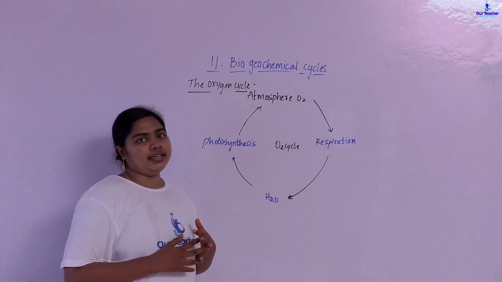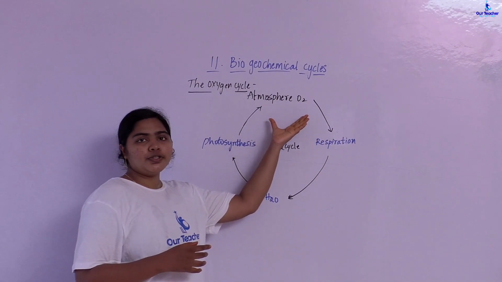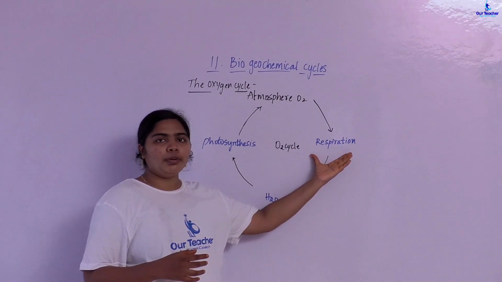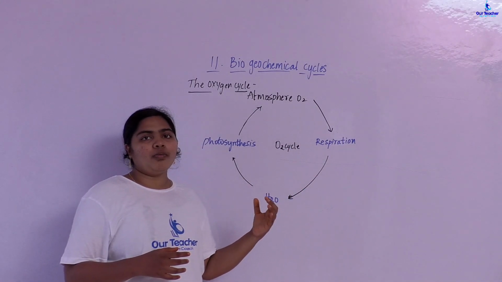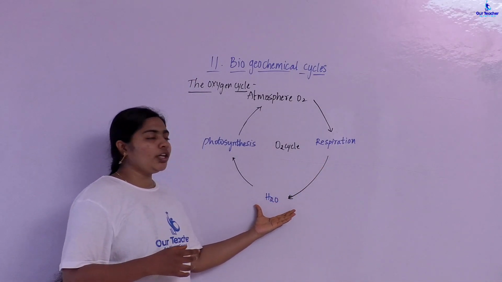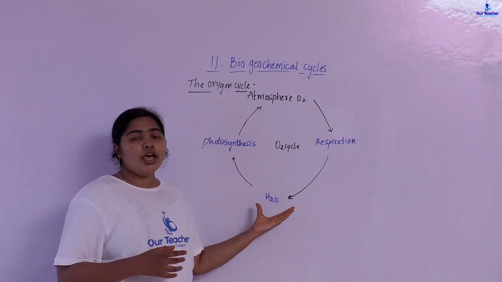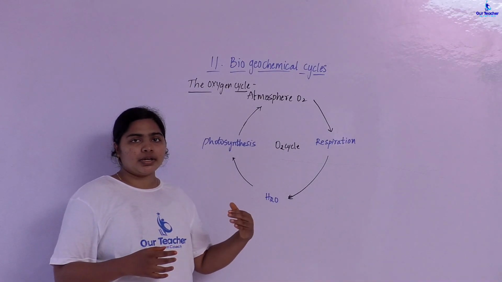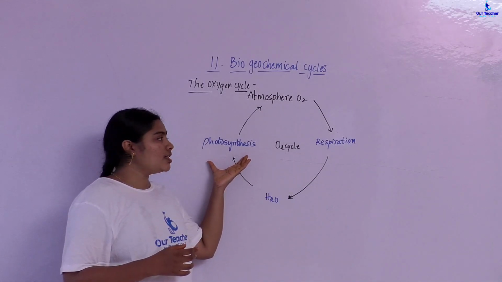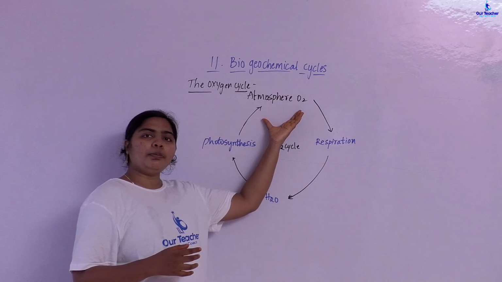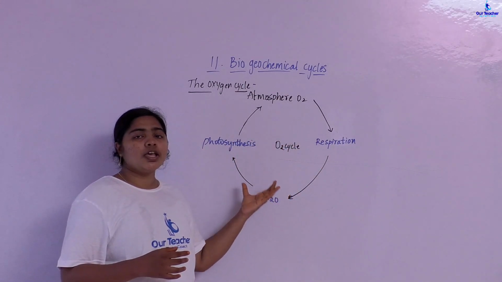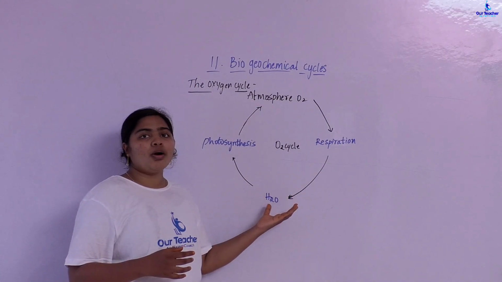The oxygen cycle. Here atmospheric oxygen is used in the process of respiration either by plants, animals and also human beings, and here the water molecule or water content is released in the respiration process. This water is used in the process of photosynthesis, where the oxygen is released. Carbon dioxide is taken, water is taken, and through the photosynthesis process oxygen is again released into the atmosphere. This is how the oxygen travels through all these processes, so we call it an oxygen cycle.